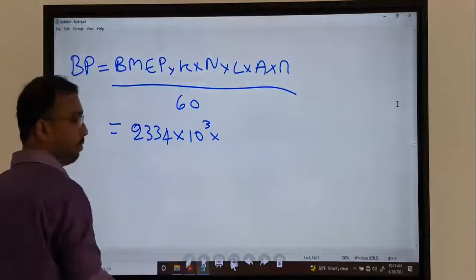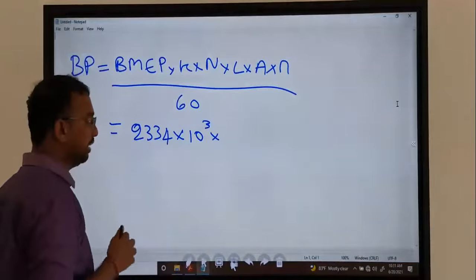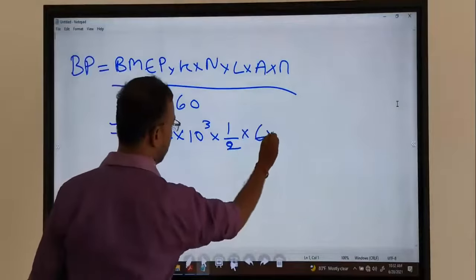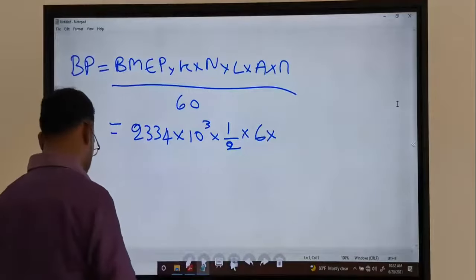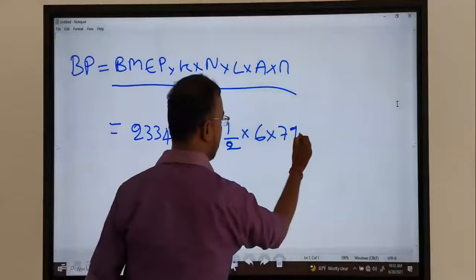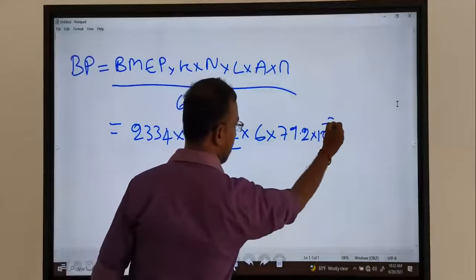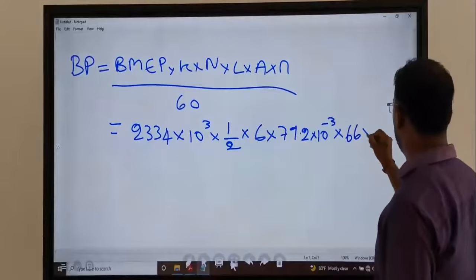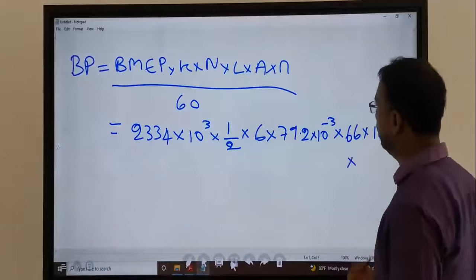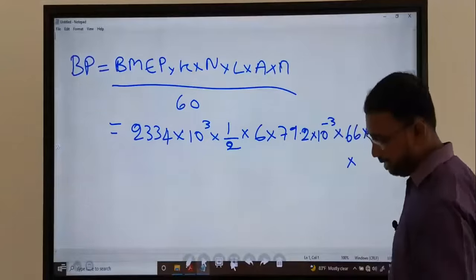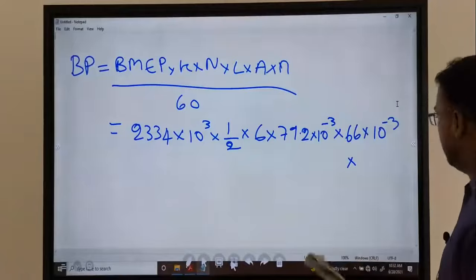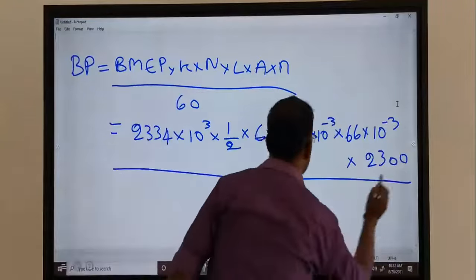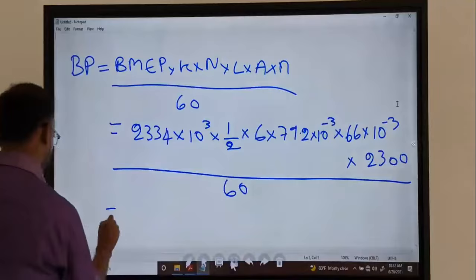So here this is also a 4 stroke, 6 cylinder engine. Since it is 4 stroke, K is half, and the number of cylinders N is 6. L is 79.2 into 10 to the minus 3, and A is 66 into 10 to the minus 3 into the final N. This N is the RPM of the crank, so it is 2300 over 60.